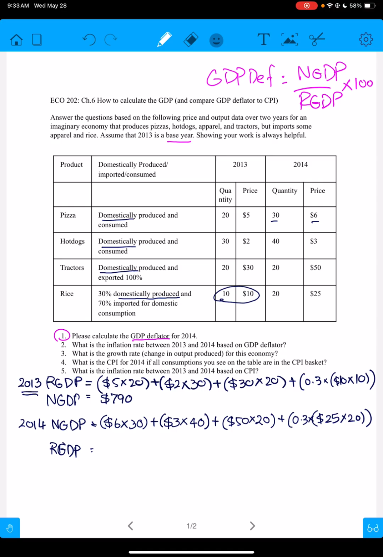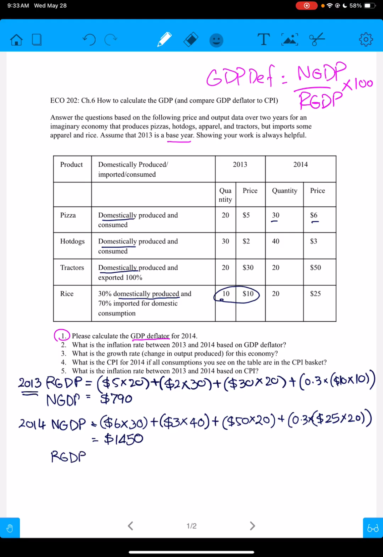So when you find a number here, we have the nominal GDP of 2014 of $1,450. All right. Now the real GDP.